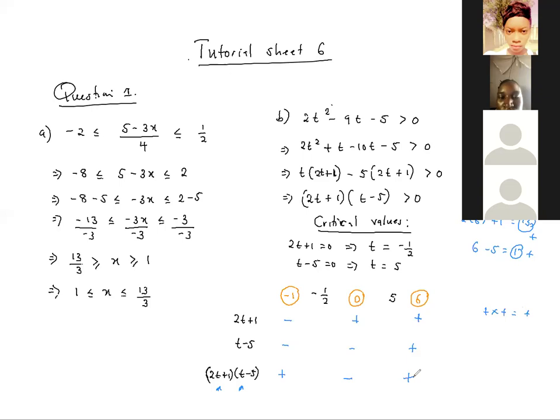Now, the inequality here is asking us to find where it is greater than 0. So we want where it is greater than 0. That is this part and this part. So to present a solution set, we'll say the solution set is going to be from negative infinity all the way up to negative half, union, because you're skipping an interval, 5 all the way up to positive infinity. That will be the solution set. If you pick a number in here and test, the inequality will hold.